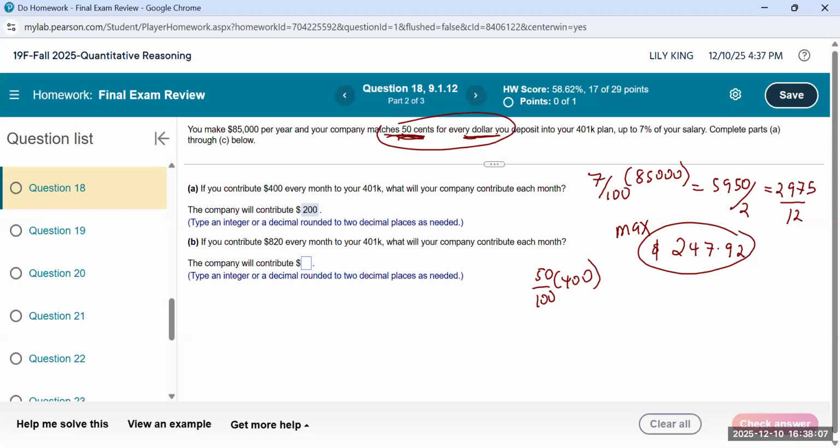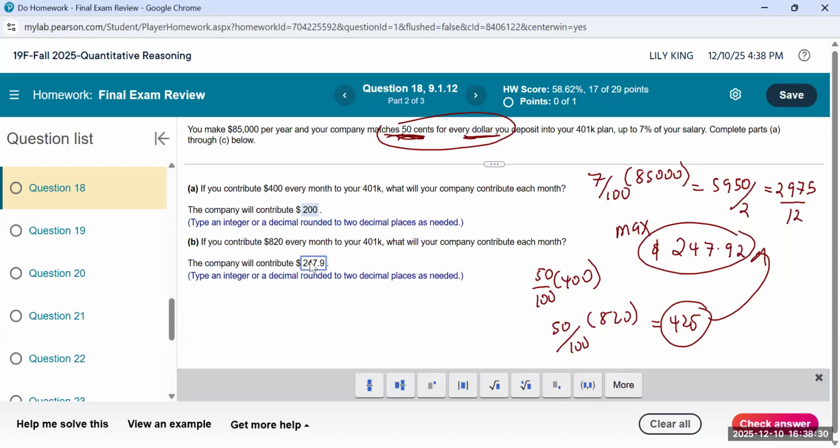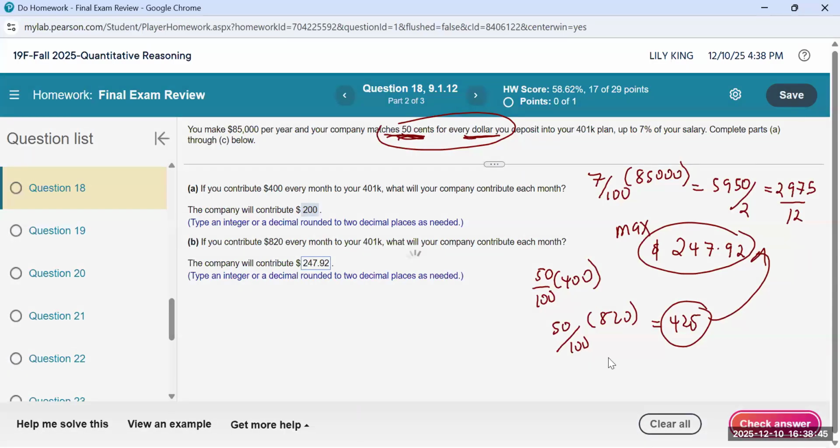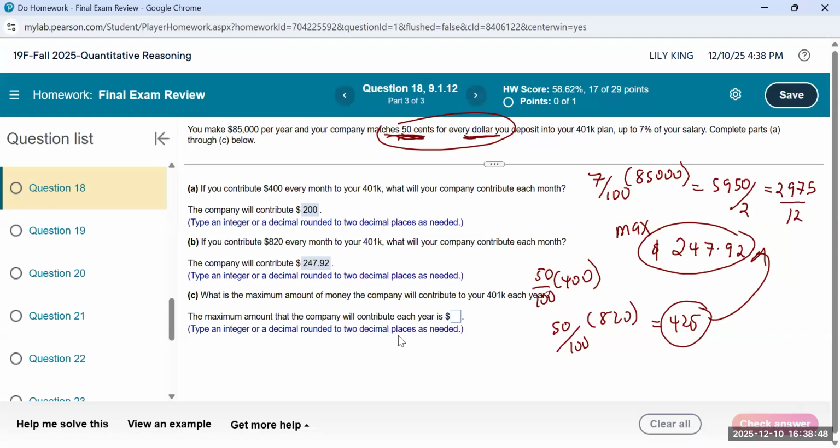Now, for B, if you take 50% of $820, this is 425. Now, because 425 is greater than the maximum amount the company is going to contribute up to, they are only going to contribute the max, which is 247.92. So even though half of 820 gives you 425, they are not going to give you all the money because they have the maximum amount they are willing to contribute up to. All right. They are not going to give all their money away. They have to set that threshold just to be on the safer side.